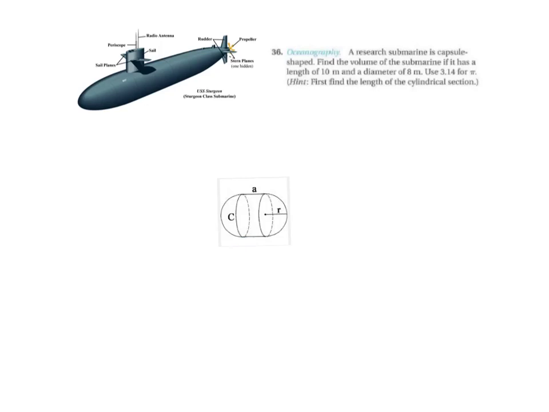A more typical submarine might look like this. We don't have a formula exactly for that volume, but we can see how this idea of using the capsule as an approximation, a half sphere on each end with a cylinder in the center, or midship, is a fairly good approximation of a submarine shape.